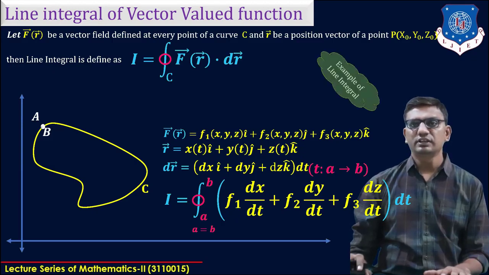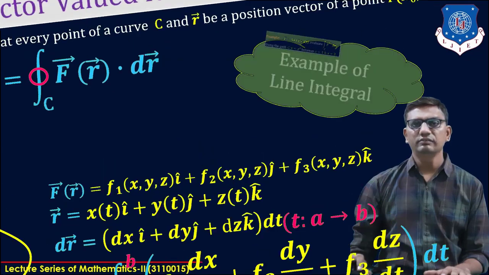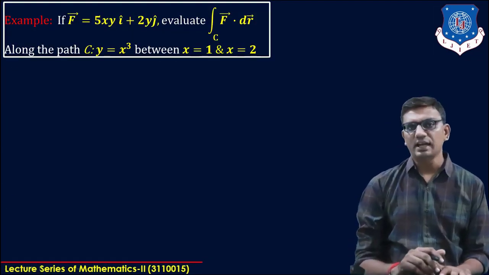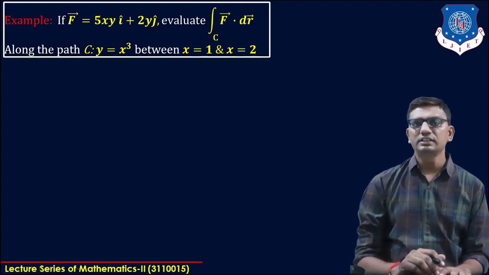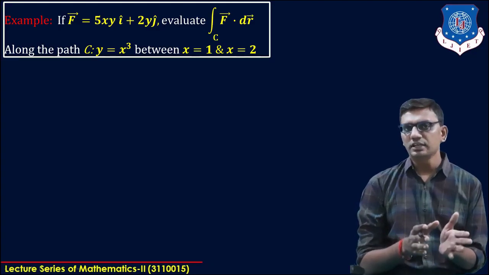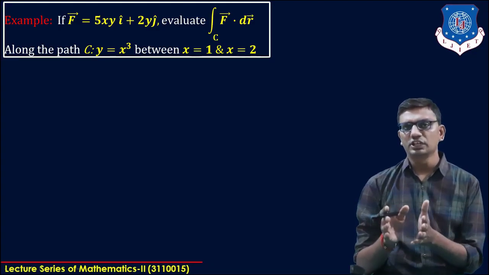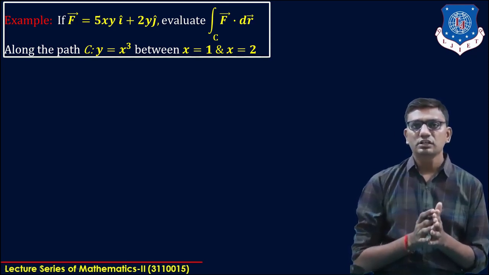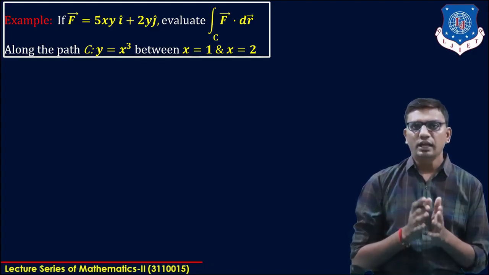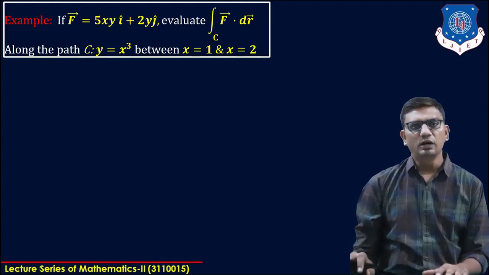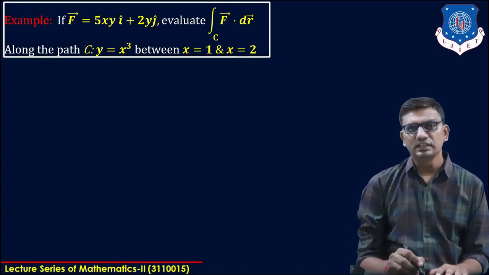Now we will see one example of a line integral. Let f bar equal 5xy i caret plus 2y j caret, and here k caret is not given, so we are taking the k caret coefficient as 0. Evaluate the line integration over the curve C, where C is y equal to x cube and the limit is 1 to 2. Now we will see how to evaluate this integration.